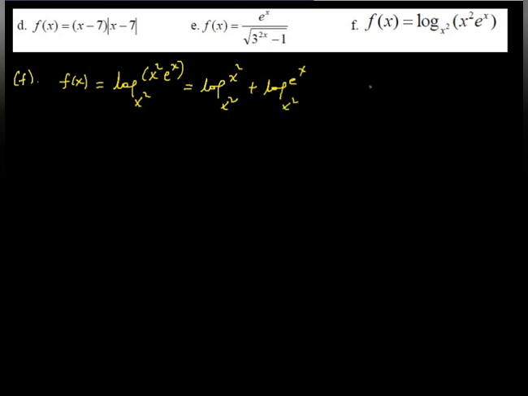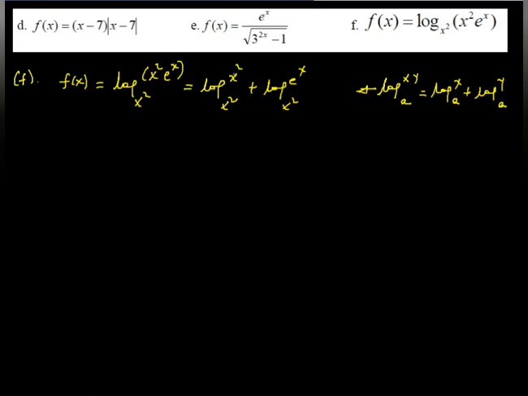Okay, when we come to the solution for part F, the function is the logarithm of x squared times e to the power of x, in base x squared. To answer this part, we have to rewrite this logarithm in expanded form. So this means the logarithm of x squared in base x squared plus the logarithm of e to the power of x in base x squared. We can rewrite it like this because we know that the logarithm of x times y in base a is the logarithm of x in base a plus the logarithm of y in base a. So I applied this rule to rewrite the given function.